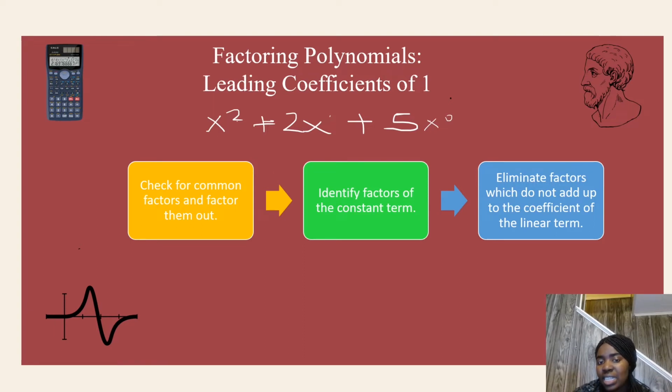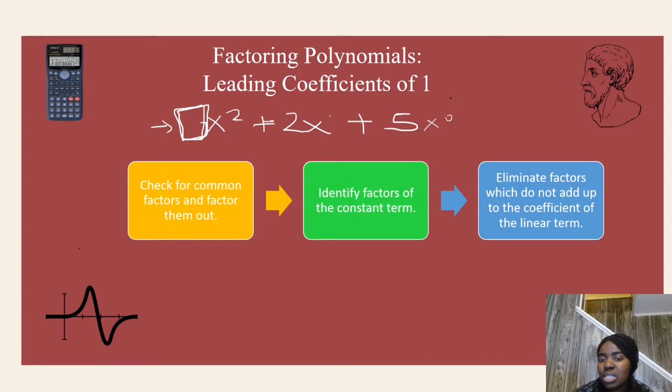In this case, the leading coefficient is going to be the coefficient of the term with the biggest exponent. So in this case, my leading coefficient is whatever's next to the x squared. It's not there, so it's 1. 1x squared is the same as x squared. So here my leading coefficient is 1. So anything where you have a leading coefficient of 1, that's what we're going to focus on.